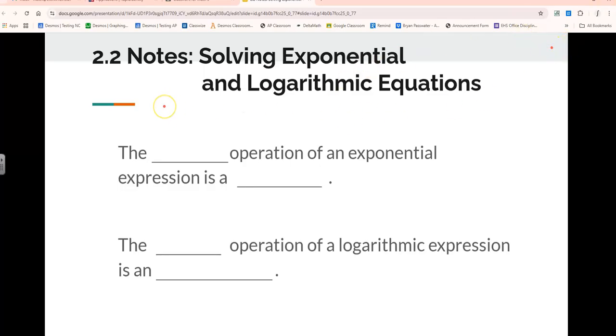All right, so solving exponential and log equations. Our key thing that we must remember is that the inverse operation of an exponential expression is a, anybody know? What's the inverse of exponential? Is a log. And the inverse of a logarithmic expression, inverse of a log, is an exponential.